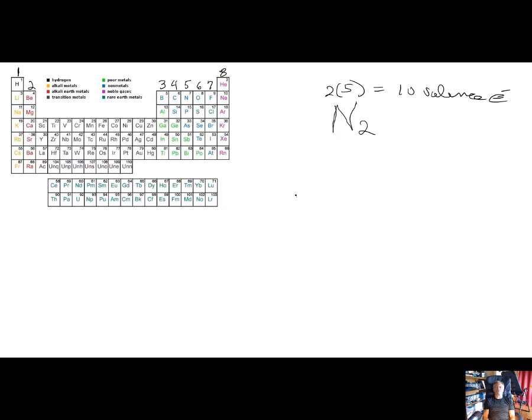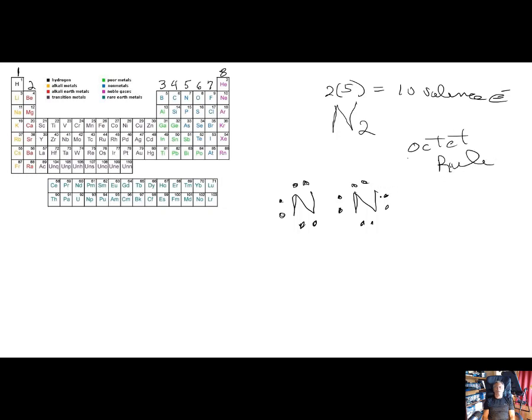There is no central atom, because there's only 2 atoms. And so let's give everybody what they want. Nitrogen, each of them wants 8: 2, 4, 6, and 8, 2, 4, 6, and 8. Okay, so what we've done is we've obeyed the octet rule by giving everybody 8.